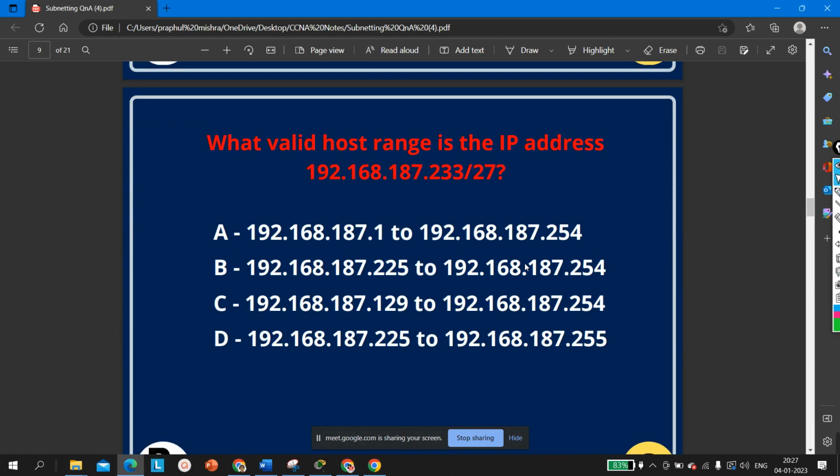See guys, the next question is: what valid host range is the IP address 192.168.187.223/27? Always keep your mic off, remember. So tell me which one is the right option. Which one is a valid host from this network? Range of valid hosts. All the questions are the same.